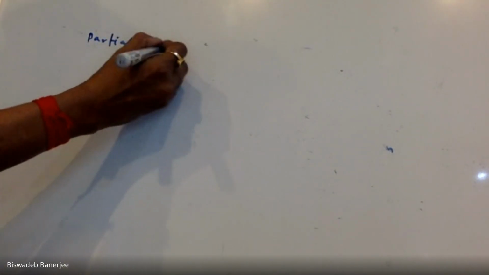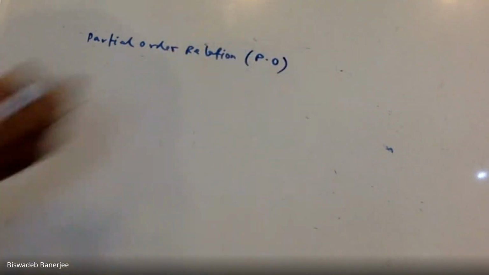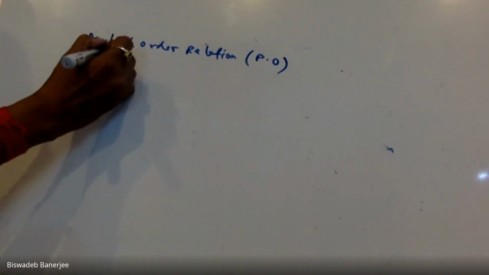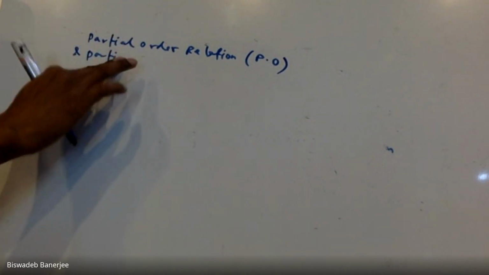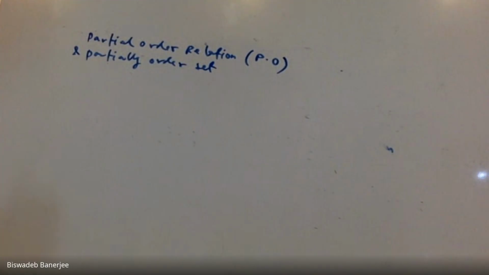Now, after defining all these things, we shall define partial order relation. It is denoted by PO. PO means partial order relation. And partially ordered set. Actually, these two are almost the same. Set and relation, that is almost the same thing here, because the set is the given set and relation, we know what a relation is. So partially ordered relation and partially ordered set.